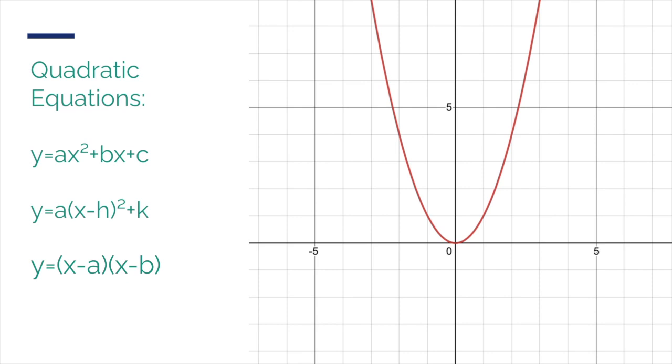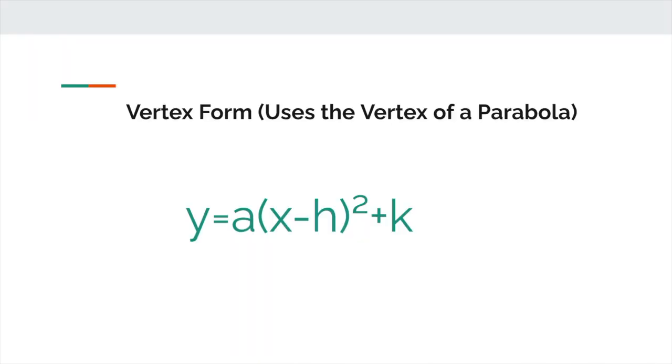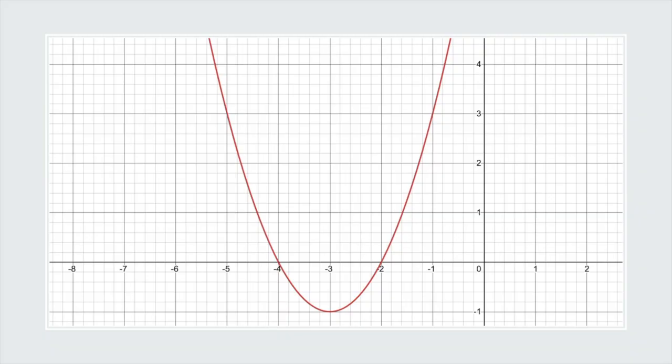The first equation is the standard form, which is used to show the parabola itself. The vertex form, the second formula discussed, is used to find the vertex of a parabola, and the factored form is used to find the x-intercepts of a parabola, or where the graph intercepts the x-axis. All of this may seem very confusing, so let's break it up. We'll start with the vertex form, which is y is equal to a multiplied by (x minus h) squared plus k. Let's look back at the graph we talked about earlier.